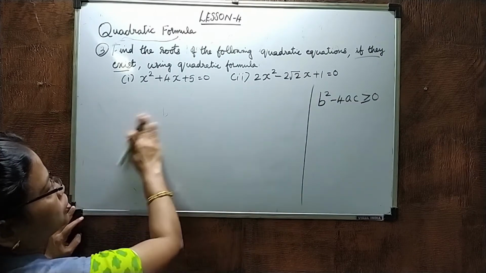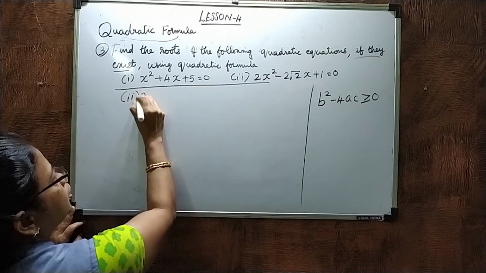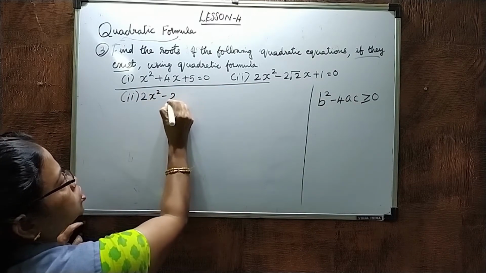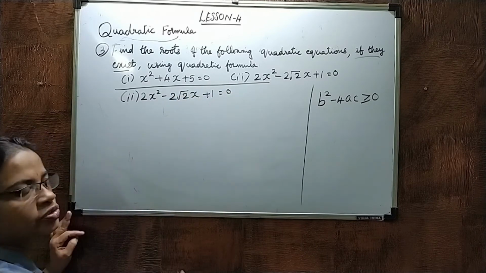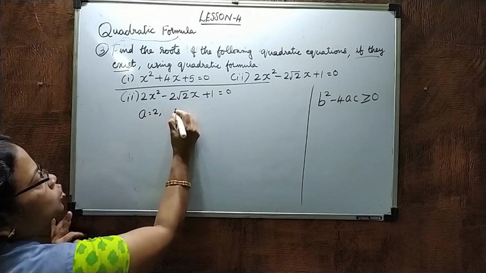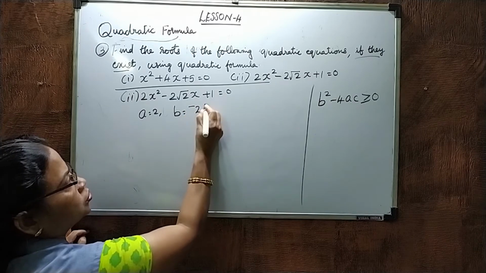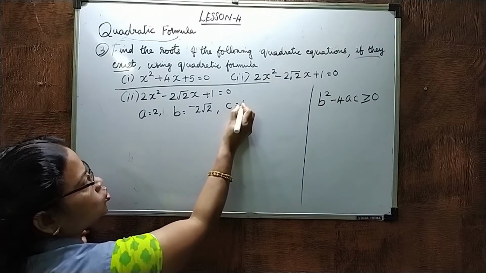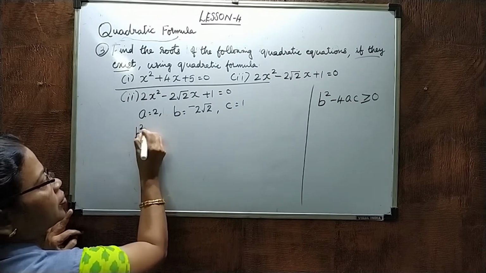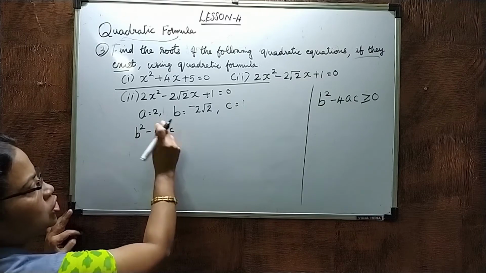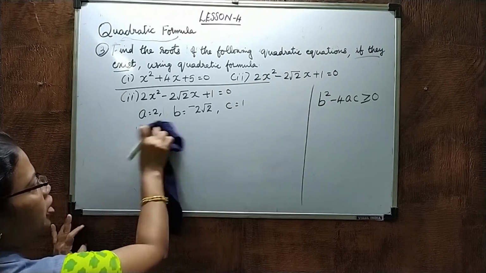Now I will write the second question. 2x square minus 2 root 2 x plus 1 equal to 0. So again a is equal to 2, b is equal to negative 2 root 2 and c is equal to 1. Right? What is the next step then? It is b square minus 4ac. First here you have to write the formula. What is the quadratic formula? Not equation, it is a quadratic formula you have to write.